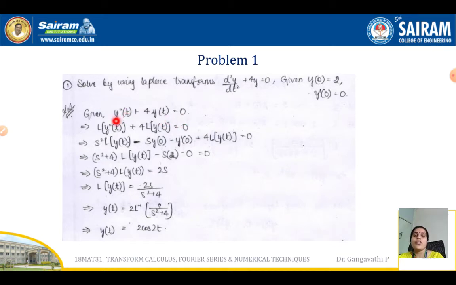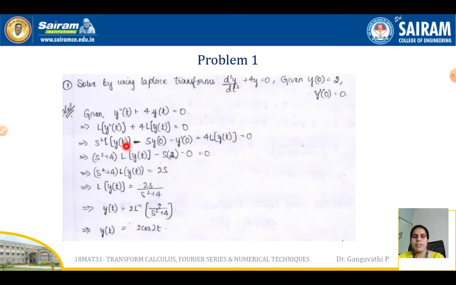And we need to find the Laplace transform of it. So take the Laplace transform throughout the equation. We get L of y double dash of t plus 4 L of y of t, and the Laplace transform of 0 we keep as 0 itself. And for L of y double dash of t, if you can recall from the previous slide, the Laplace transform of the second order derivative will be replaced as s square into L of y of t minus s y of 0 minus y dash of 0, plus 4 into L of y of t is equal to 0.